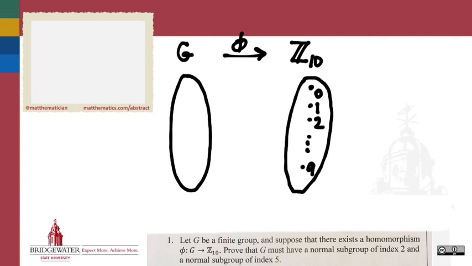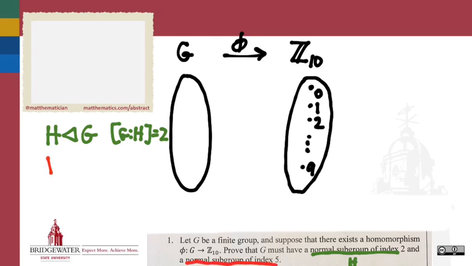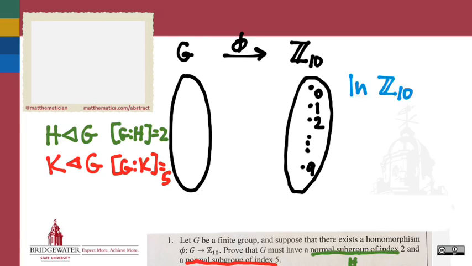Let me give those names. So let's call the normal subgroup of index 2 H. Normal subgroup, and the index of G over H is 2. And then there's supposed to also be another normal subgroup of index 5, so let's call that one K. Normal subgroup of G, index 5. So let me ask the group that worked on this, where are you getting these subgroups from? What are your ideas?